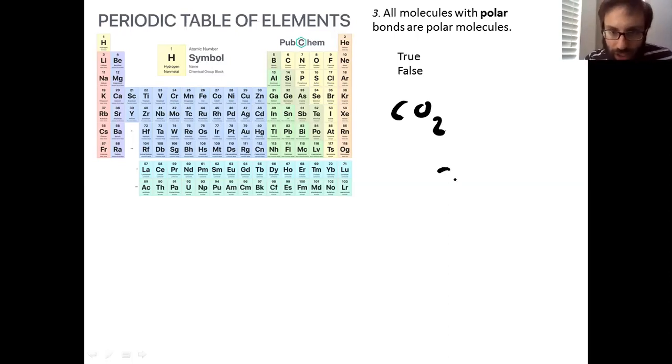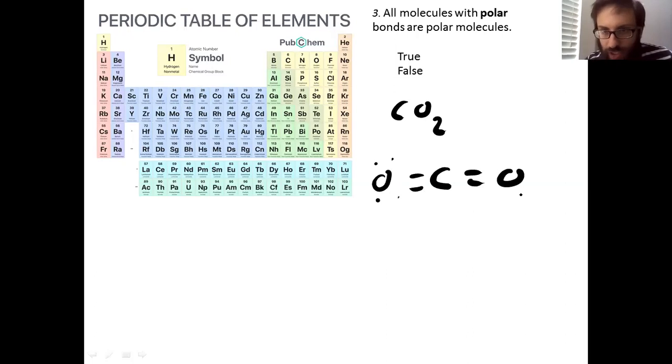This is an example that we went over a lot in lecture. Carbon dioxide, if you draw the Lewis structure, looks like this. Okay, it's a linear molecule. You can put the lone pairs on the oxygen. That's fine. If you look up the electronegativity values, we know that oxygen is to the right of carbon, and so it's much more electronegative. Oxygen is one of these really electronegative elements. Nitrogen, oxygen, fluorine, chlorine, those are the 4 most electronegative elements, right?